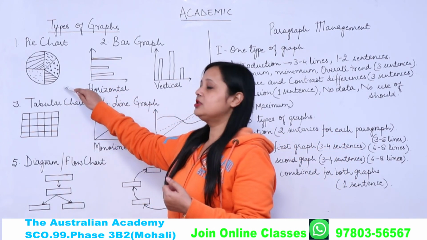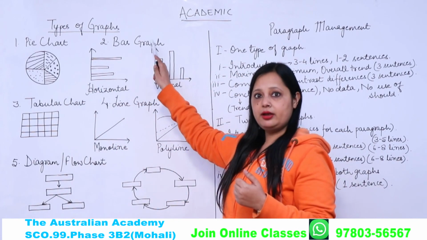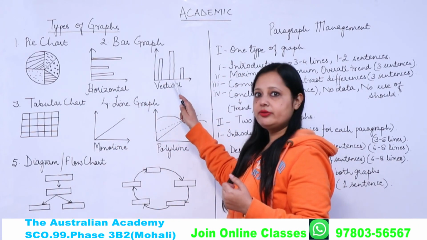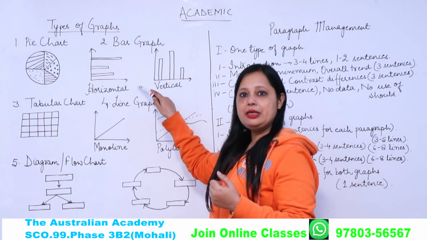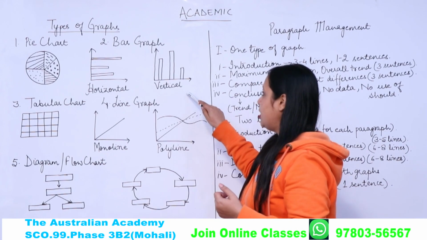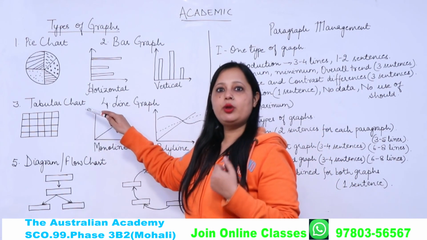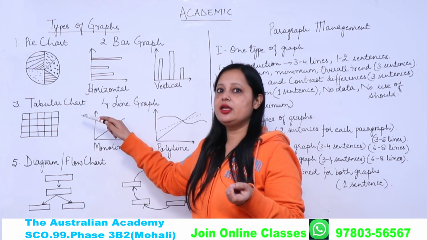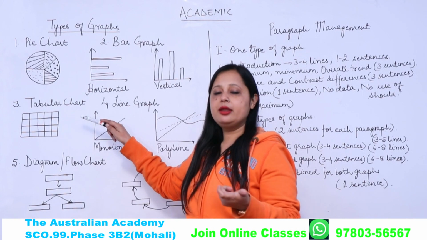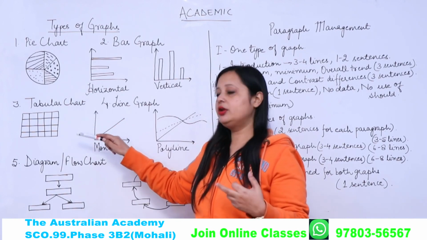So a pie chart looks like this, like a pie only, the circle one. The second is a bar graph. A bar graph could be of two different types: horizontal bar, when you get those sleeping lines, and vertical bar, when you get those standing lines. Then you have a tabular chart. We call it either a table or a tabular chart. We never say table chart. Table chart is grammatically wrong. Either it is a table or a tabular chart.